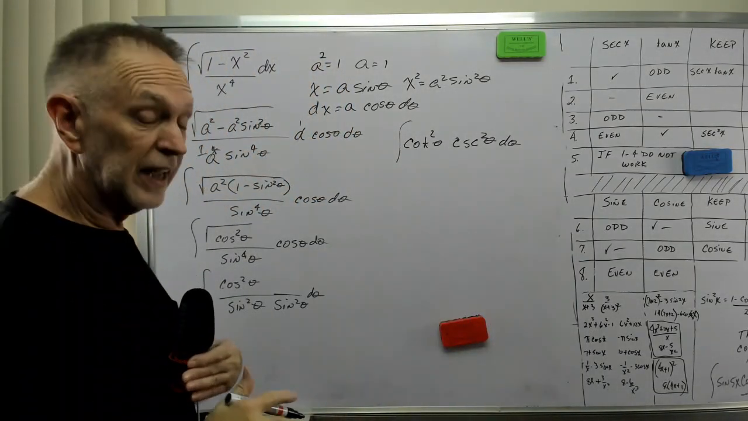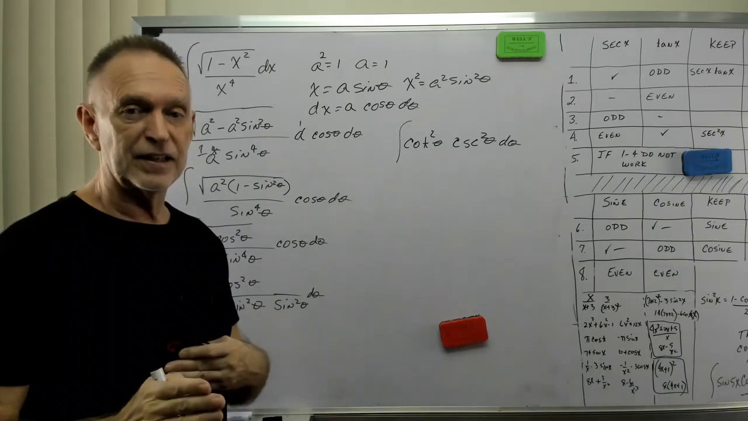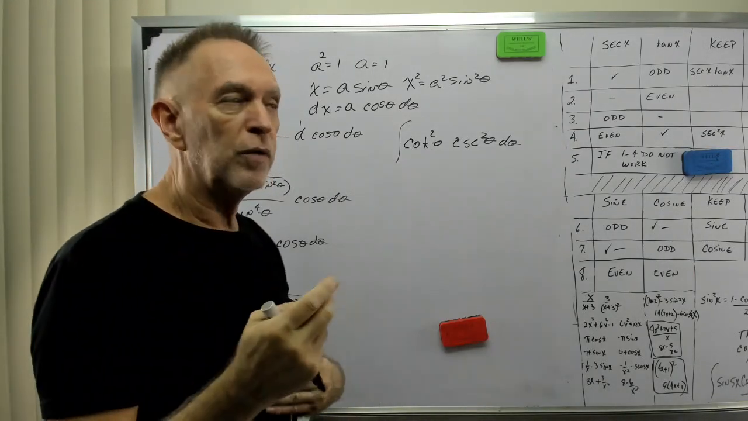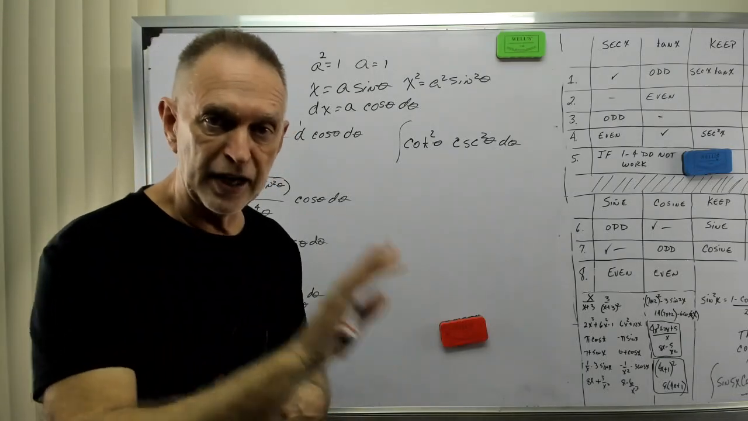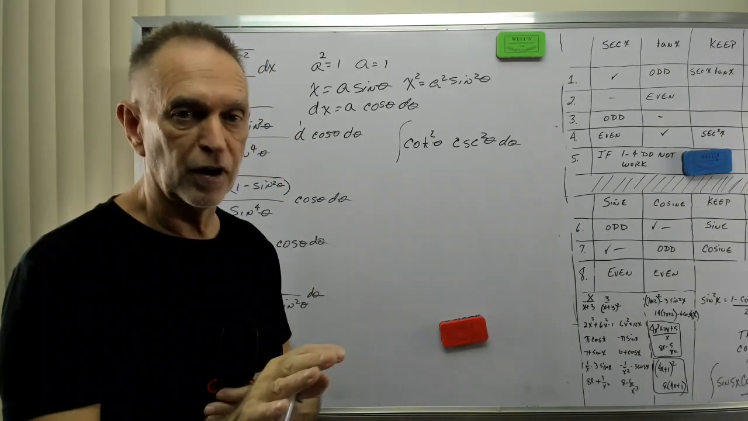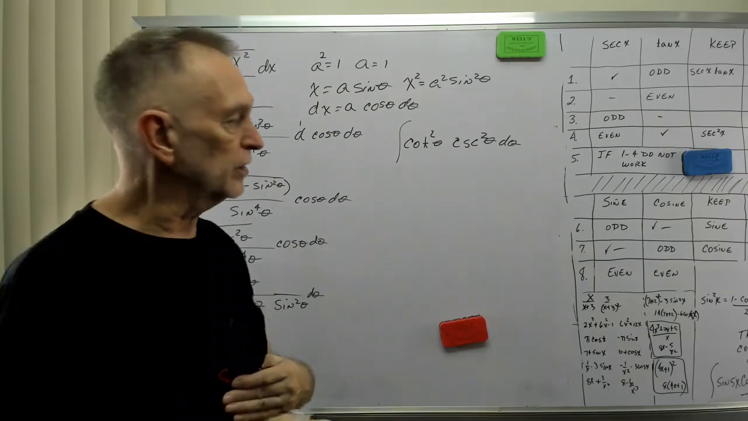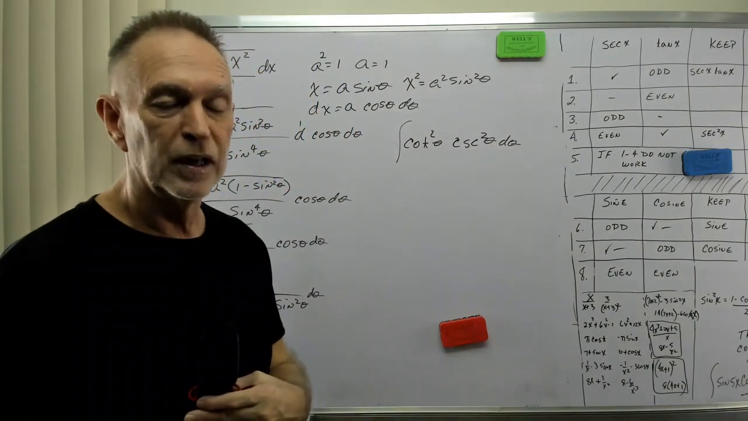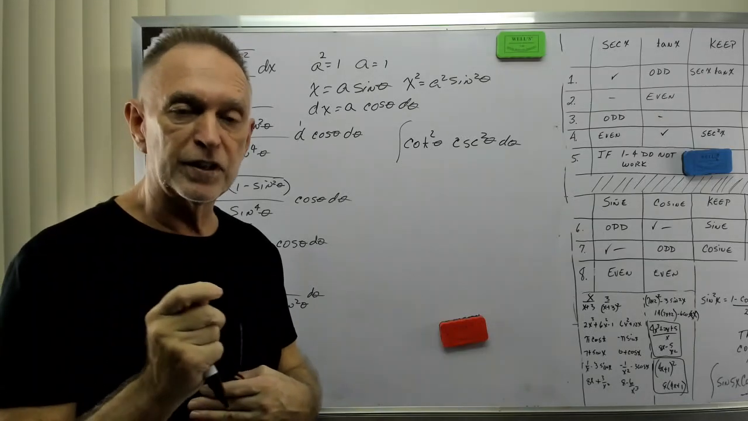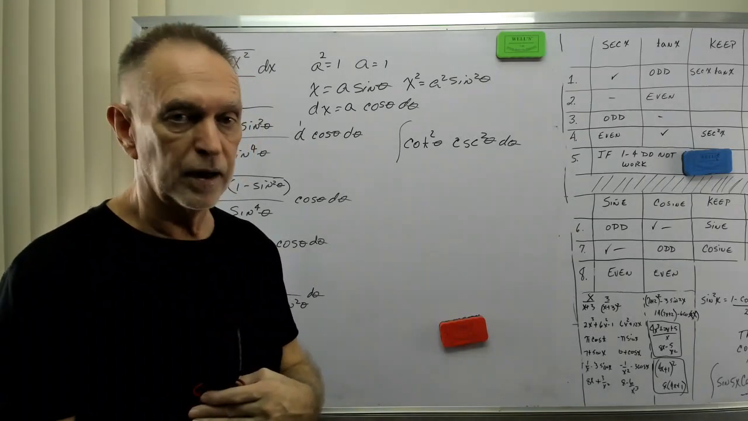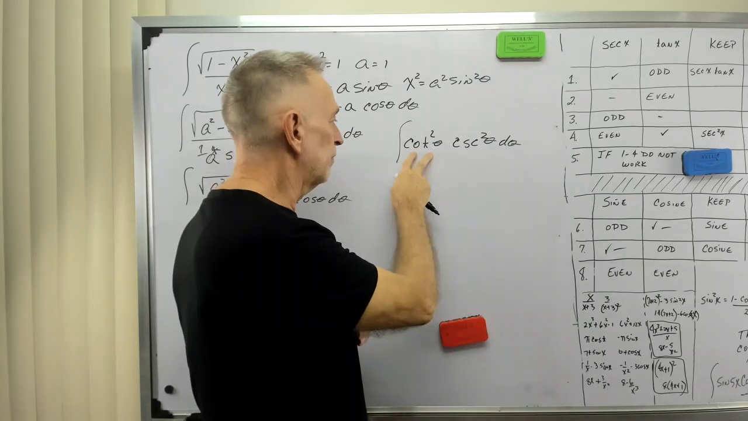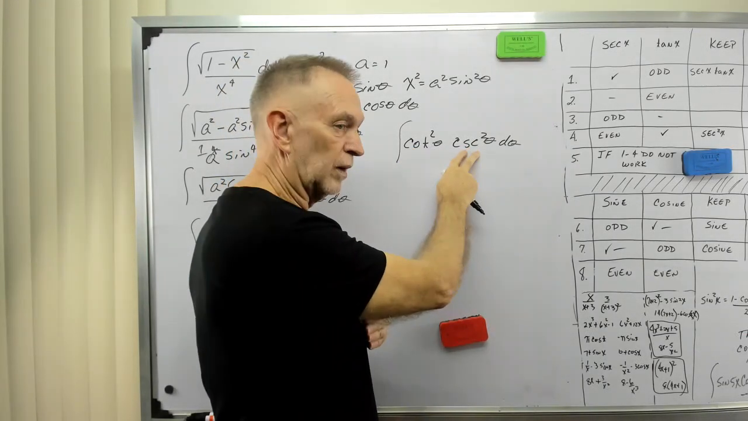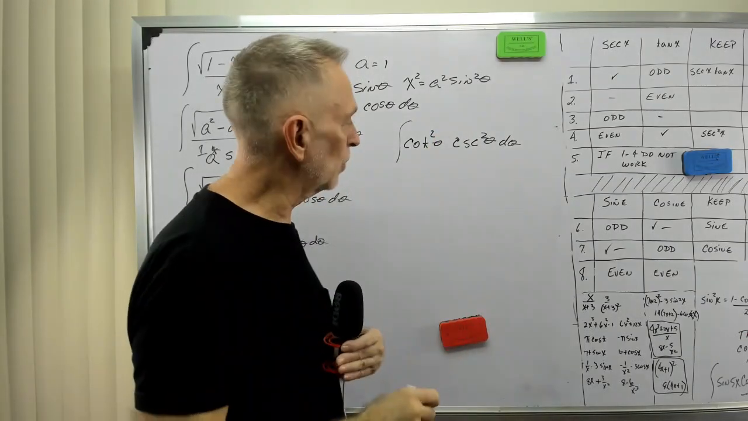Well, again, knowing the identities is crucial. We've worked many problems with tangent and secant. They're friends, right? Sine and cosine, they're friends. Cotangent and cosecant are friends also. You know, the derivative of tangent is secant squared. The derivative of cotangent is cosecant squared. Well, it's actually minus cosecant squared.